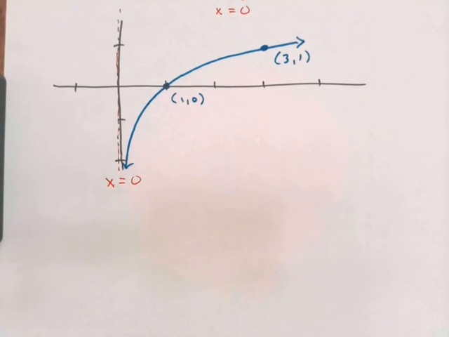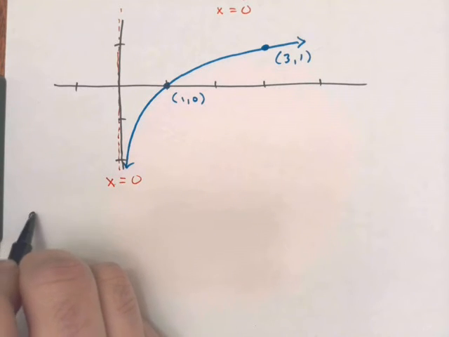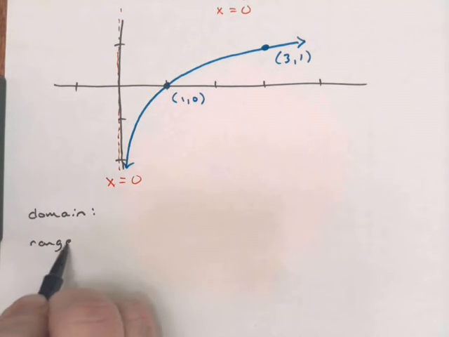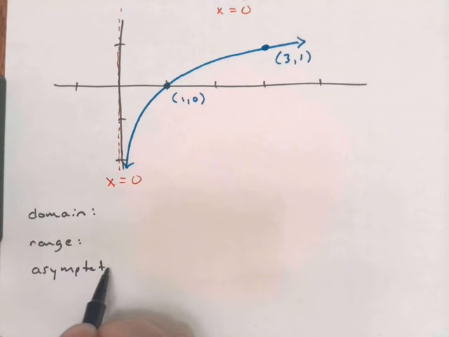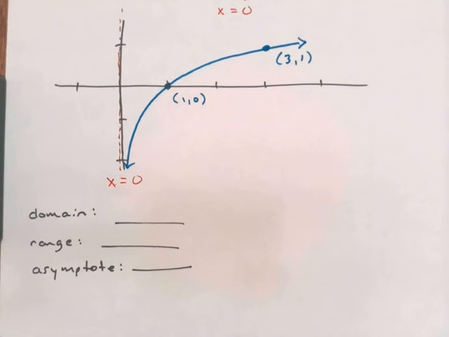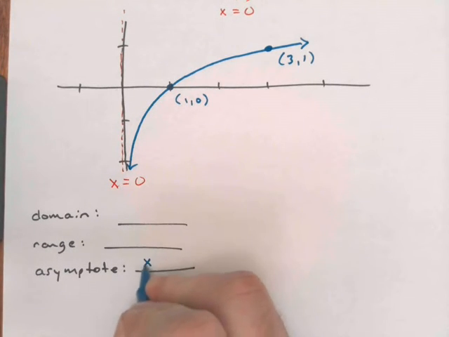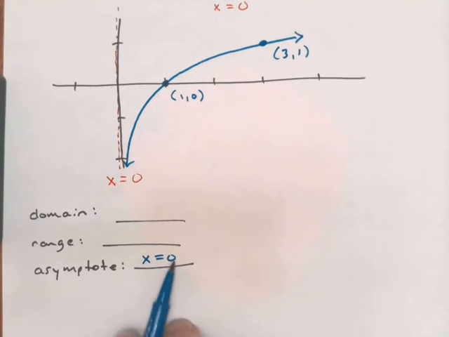From there, we are supposed to go through and come up with our domain and our range and the equation for any asymptote that we may have. Let me do those three first. For our asymptote, we know where that's at. That is at x is equal to 0. And because our asymptote is a vertical asymptote and has an x here, we can use that actually to help with the domain.